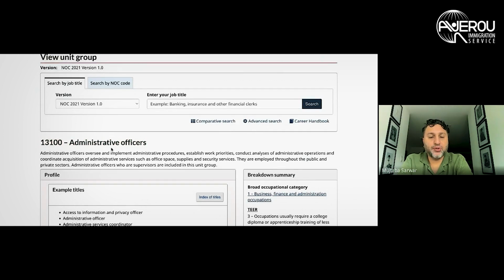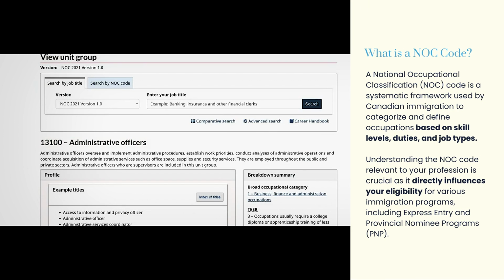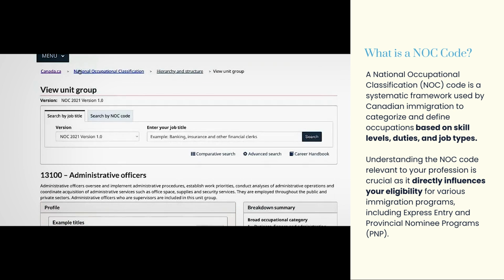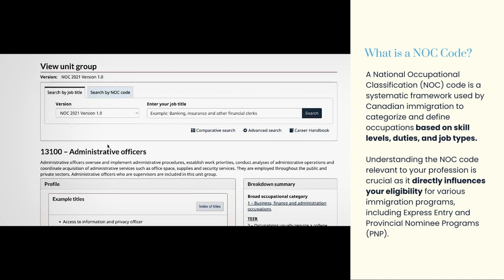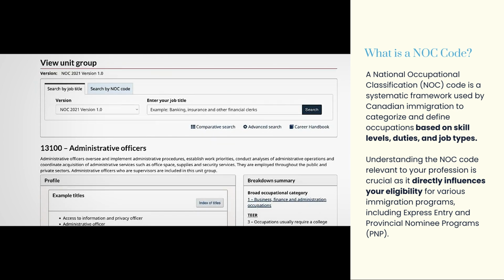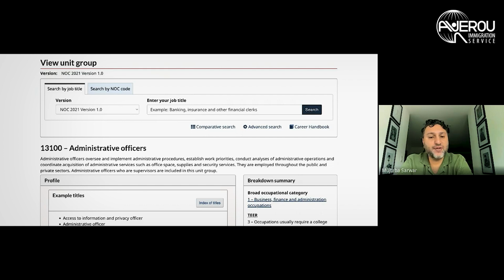Now, the thing to note about the NOC code is it stands for National Occupational Classification, as you can see here. What it basically means is Canada has attached a 5-digit code to every single occupation that you can think of, whether it be plumbers, doctors, dentists, truckers, pest control keepers, people who do roofing, everybody has a NOC code.